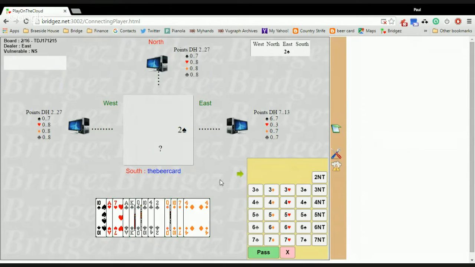And in the following 15 boards, you'll get the opportunity to bid and play. As I say, it's a good way of improving your declarer play.